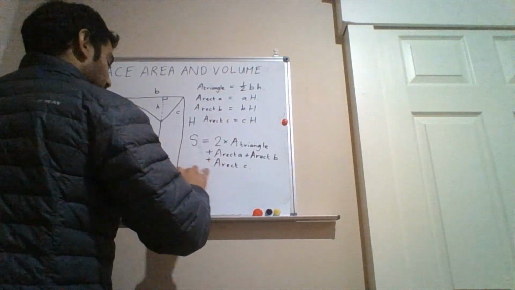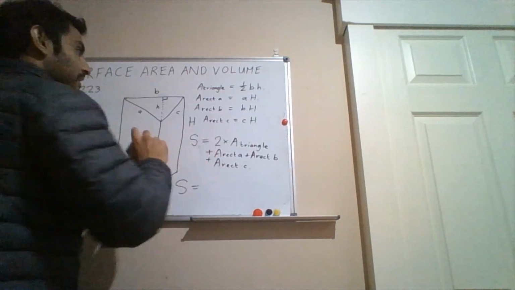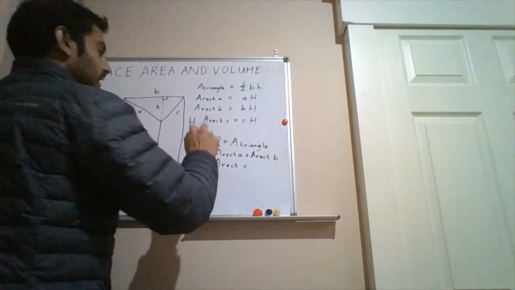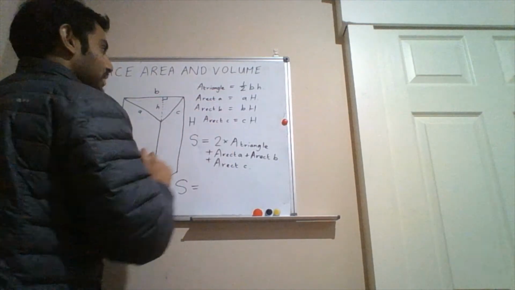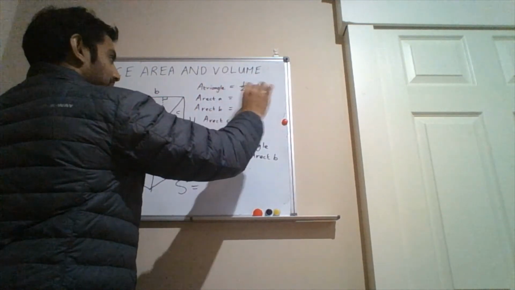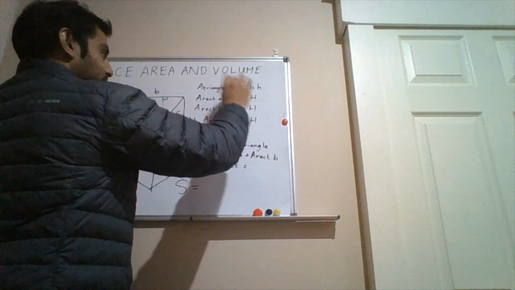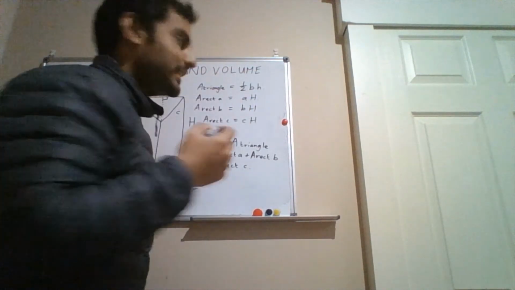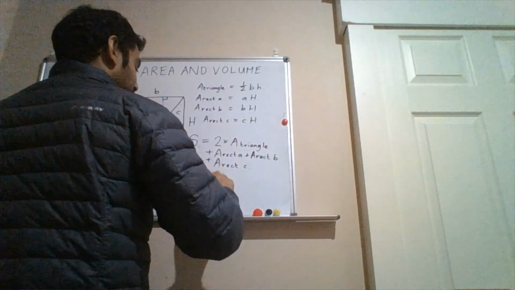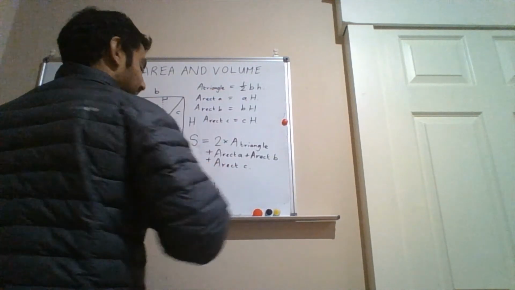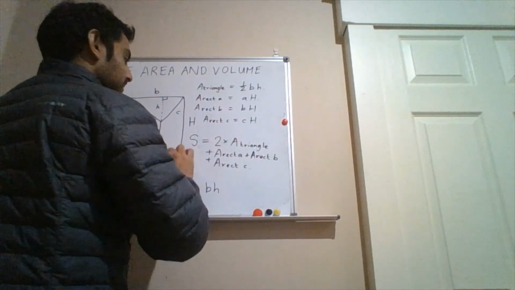Lastly, I'm just going to fill in all the values. So 2 times the area of the triangle is 2 times this, and we know that 2 times a half is 1. So all we're going to be left with is B times H for this.